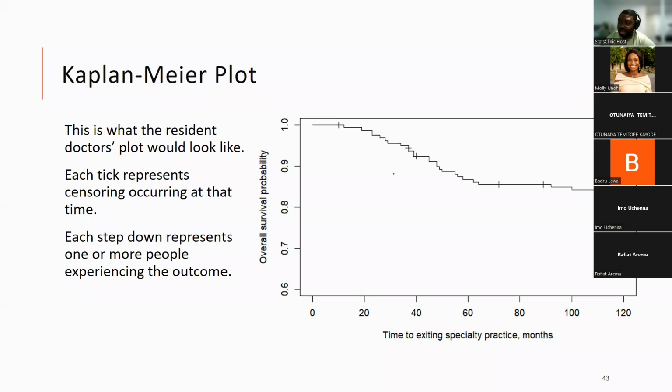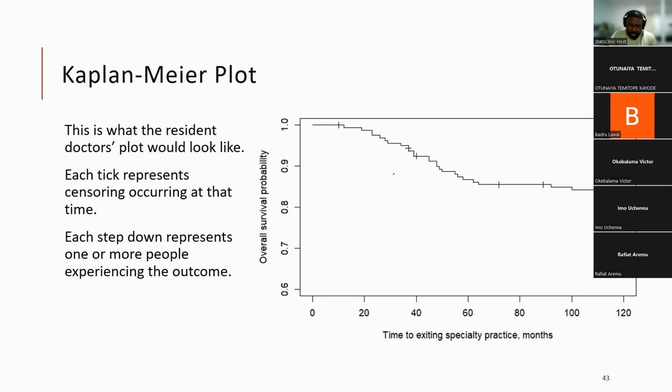Does it just look like zigzag? Or hello, sir. Can I give it a try? Good evening, yes, sir, please go ahead. Okay, sir. The Kaplan-Meier plot, each of these steps here means that one of the participants in the study had the outcome of interest. One or more. Yes, one or more of the participants. Then each of these ticks here represents censoring.